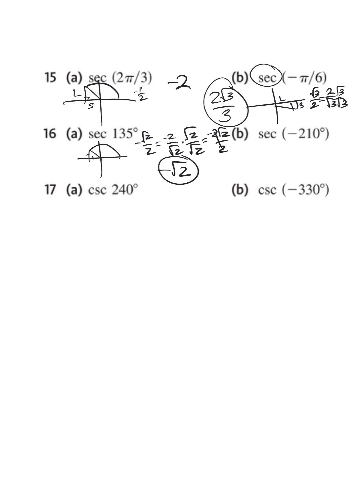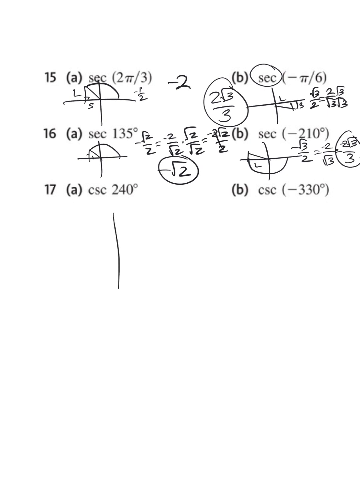Okay, now secant negative 210. So 180 and 30 more. So x is the long leg here, so negative square root of 3 over 2. But secant is the reciprocal. So again, that's negative 2 over the square root of 3. And the rationalization of that is going to be negative 2 square root of 3 over 3.